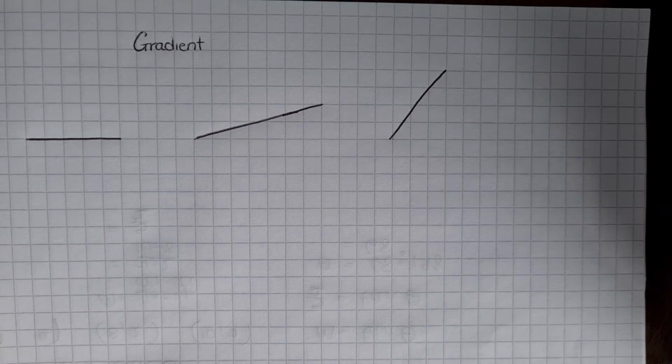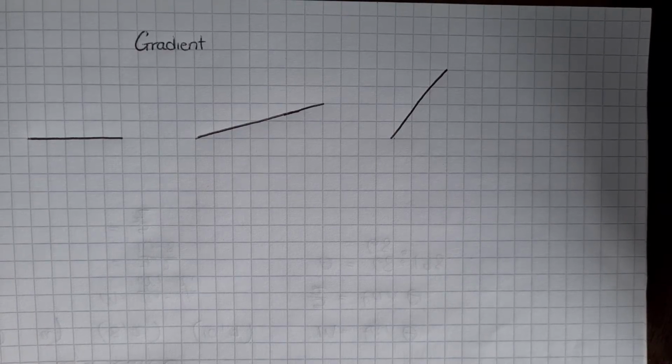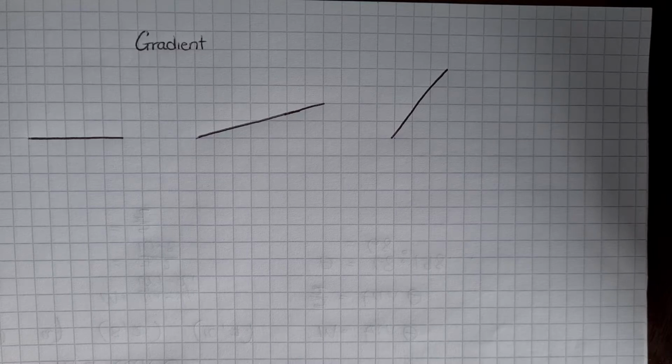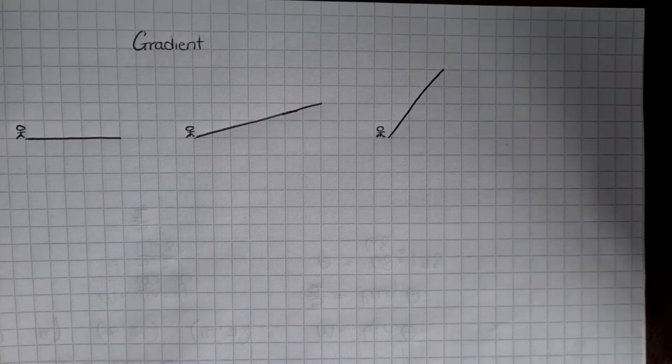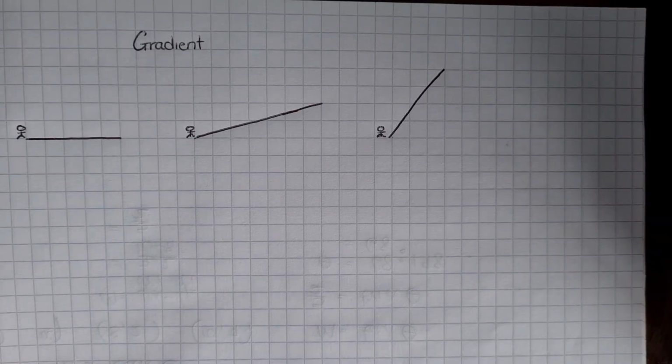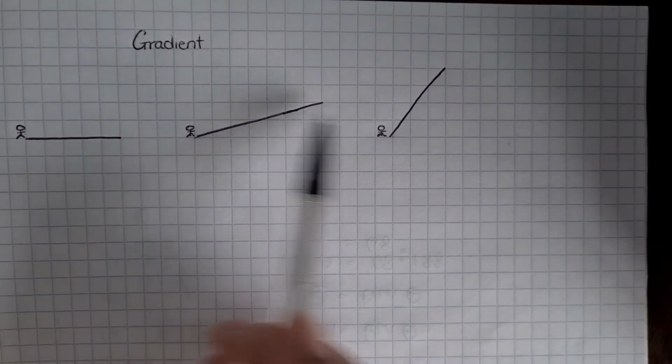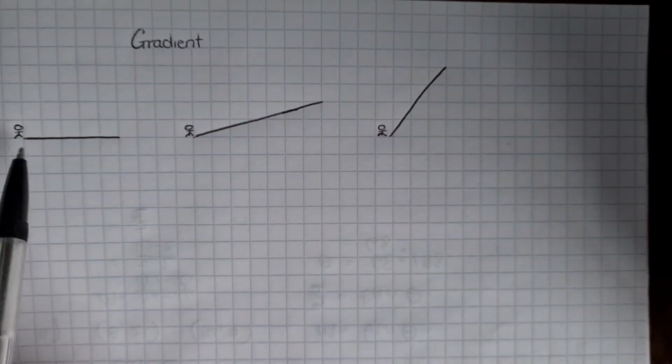Gradient is how steep something is. So it can be referring to a hill or a road, how steep a road is, or in maths it can be talking about how steep a line is. So let's just imagine that there's a little person who has to walk along each of these roads.